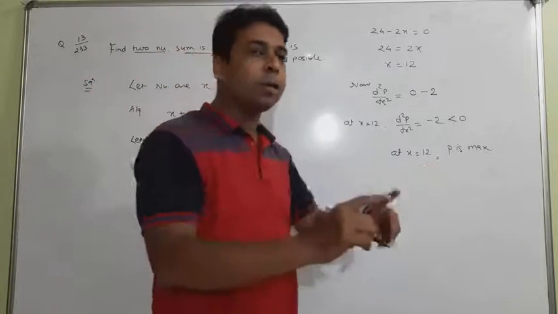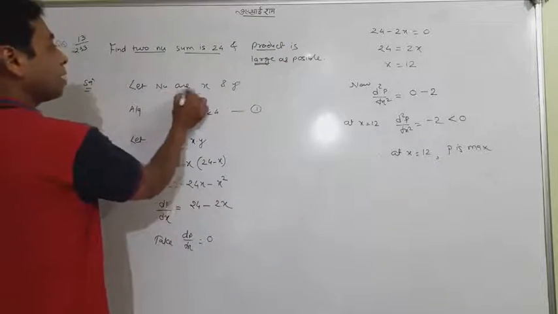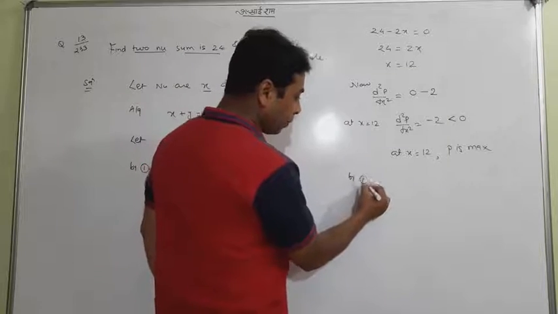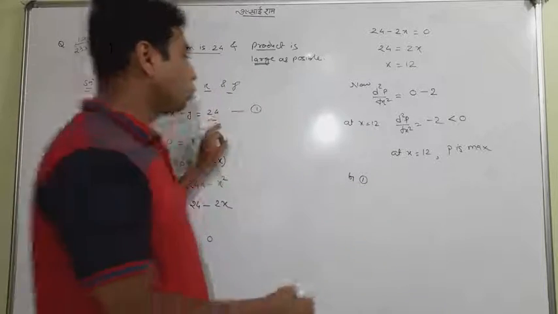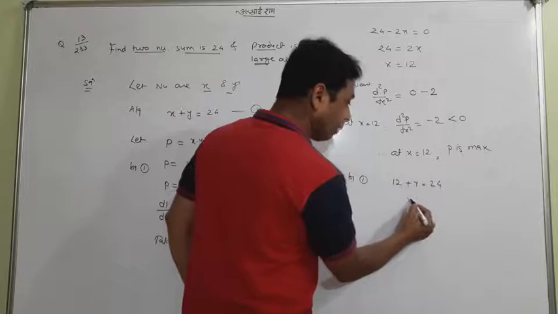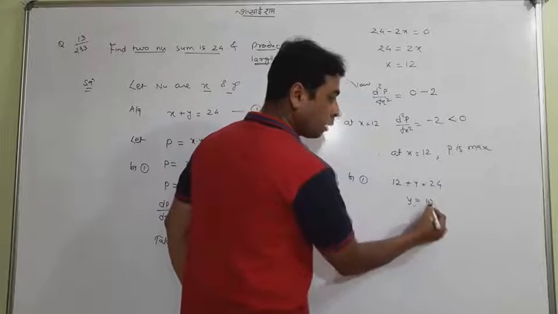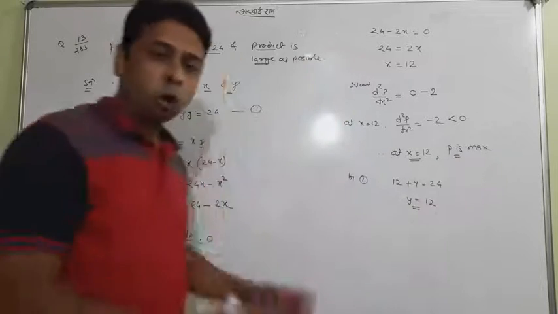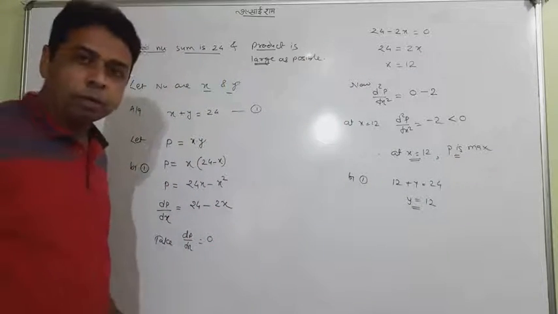So first number, what numbers we had? Numbers are x and y. So we got one number 12, and by the condition we had x plus y equal to 24. So 24 minus 12 is 12. So you got the first number, you got the second number, and p is a maximum. All this is a simple way to go through this.